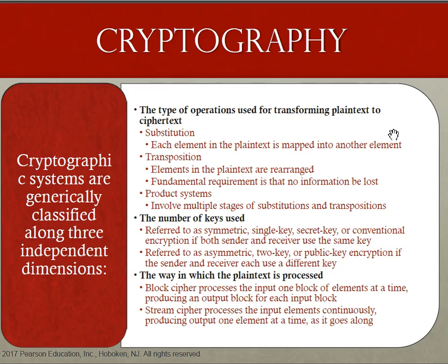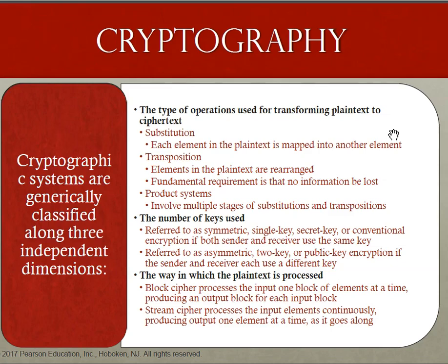So we have two key, or sometimes we call it public key encryption. We will see why we call it public key. If the sender and receiver each use a different key, let's say I want to encrypt the message, I use a key, and the receiver, when they want to decrypt the message, will use another key to decrypt it. All right, so that we call it asymmetric.